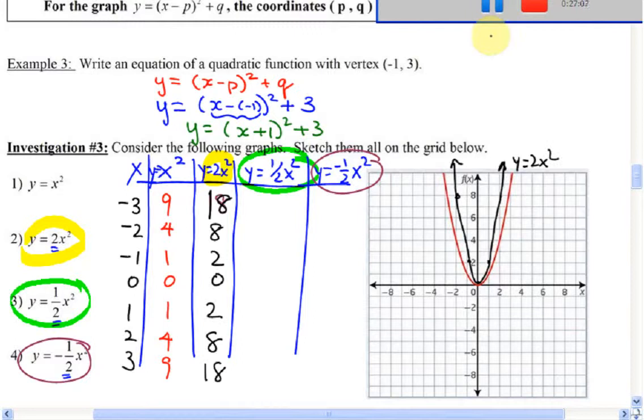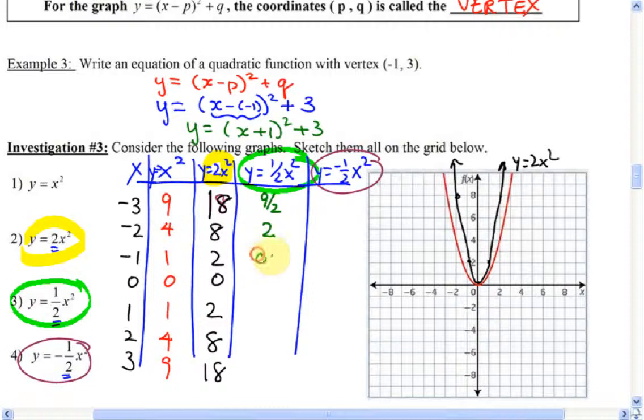So here's y equals 2x squared. Now, notice for the next one, in green, y equals 1/2 x squared. What am I doing with the y values? I'm just taking half of the x squared values. So half of 9, that's 9 over 2. Half of 4, which is 2. Half of 1, which is a half. Half of 0, 0. And of course, these are symmetrical.